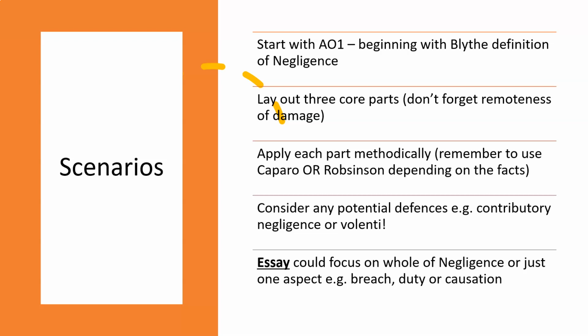So if there's no children involved, there's no point talking about that as part of breach. Equally with professionals, you don't mention it if it's not relevant. So it's really about picking out the key parts that are relevant to the scenario. Make sure you also consider any potential defences. The two key things you're looking for there are contributory negligence or volenti, and the question should specifically ask you, hopefully, if that's what they want you to do. So just make sure you consider that as well.